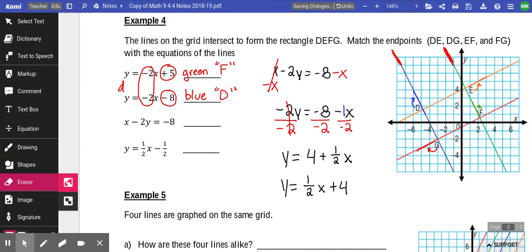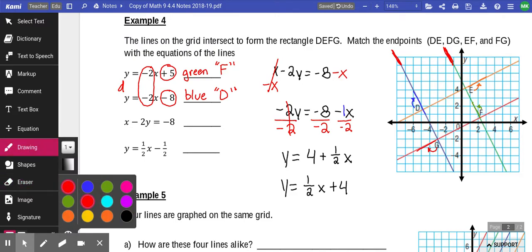Another way that you could do these things, we're going to look at the one we just created. If I look at this beautiful one that I got by itself, y equals positive 1 over 2 x plus 4. That means I'm looking for a graph that has a slope of 1 over 2 and a y-intercept of 4.